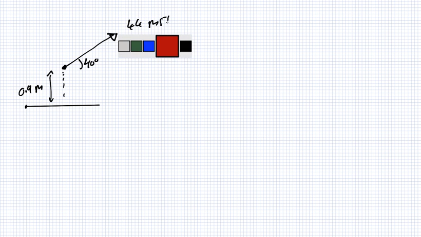The next question. A baseball player hits a baseball at a height of 0.9 of a meter above the ground at an angle of 40 degrees, giving the ball a speed of 44 meters per second. Okay, so we'll just put the ground here, and the ball starts here, at a height of 0.9 meters above the ground, and the baseball is hit off here at an angle of 40 degrees and at a speed of 44 meters per second.